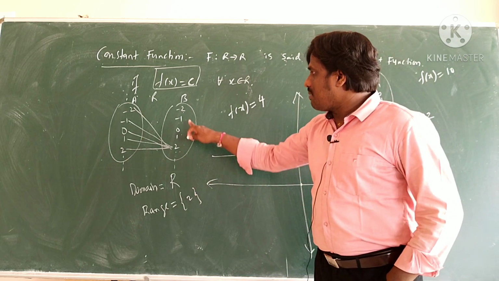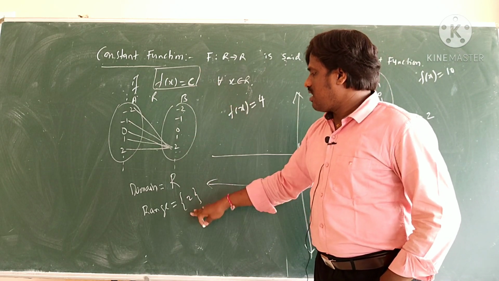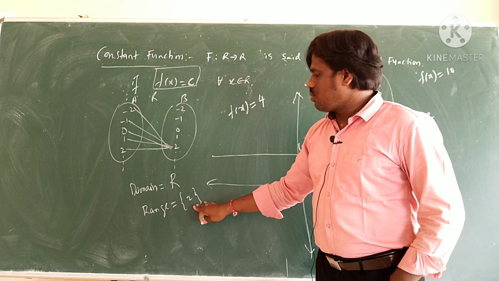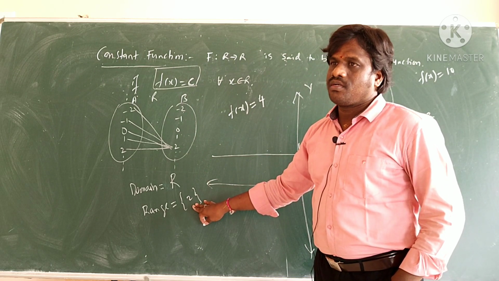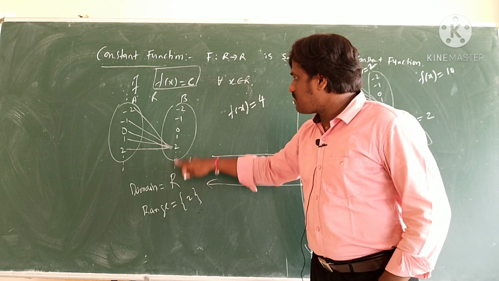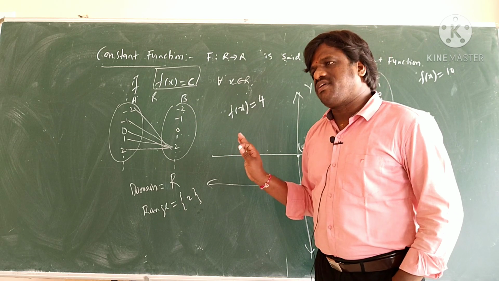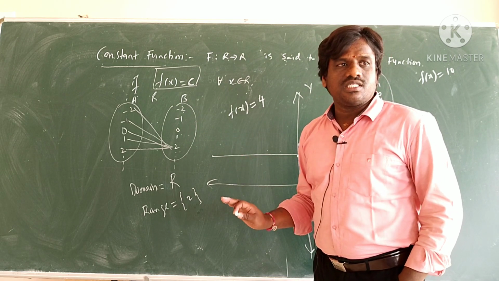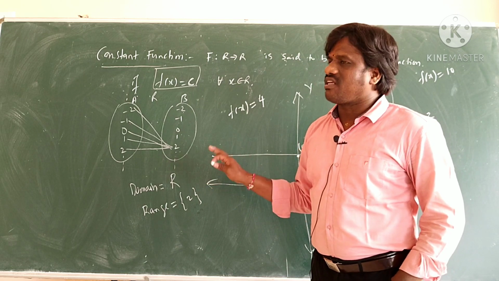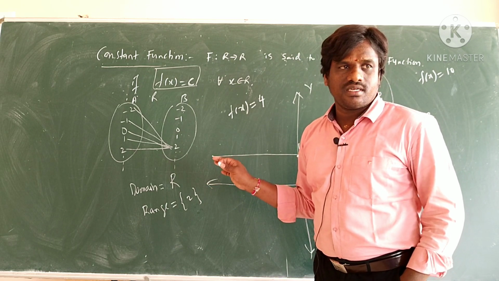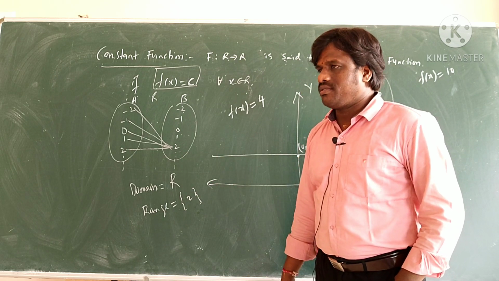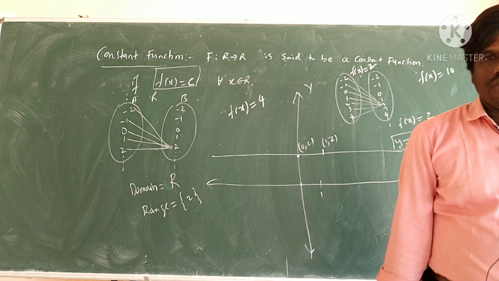So always remember that the range of a constant function is a singleton set. So you get here {2}. And one more thing: range is a subset of codomain. For any function, range is always a subset of codomain. If range is equal to codomain, that is another kind of function; we will discuss that later. Remember one thing: range is always a subset of codomain. Is this point clear? Note it down.